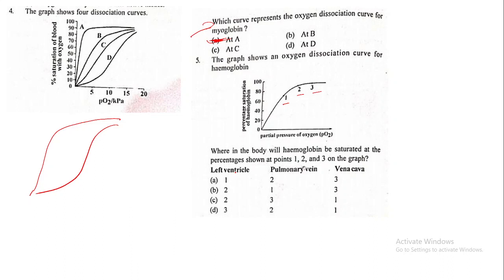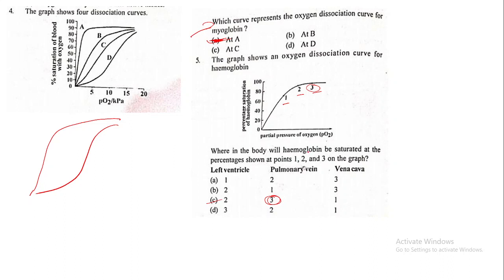Now, the pulmonary vein would contain blood with the highest percentage saturation since it carries blood from the lungs where the partial pressure of oxygen is very high and oxygen binds with the hemoglobin. So what happens here? The pulmonary vein is going to carry oxygen. The highest amount of saturation takes place here because the pulmonary vein is bringing oxygenated blood from the lungs to the heart. So this has the highest amount of oxygen.